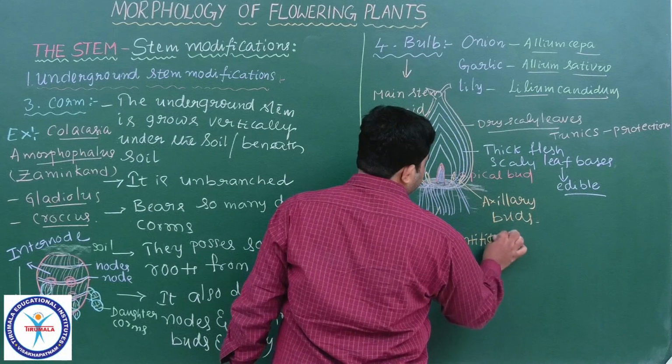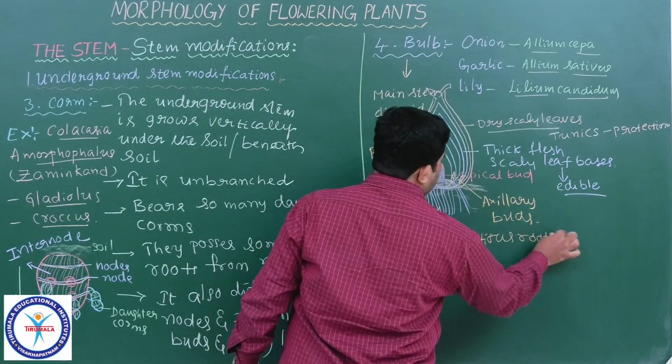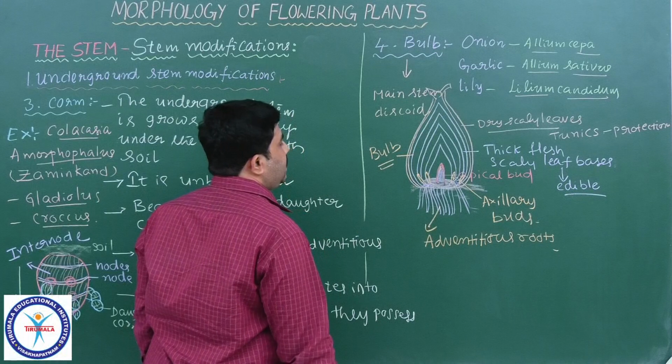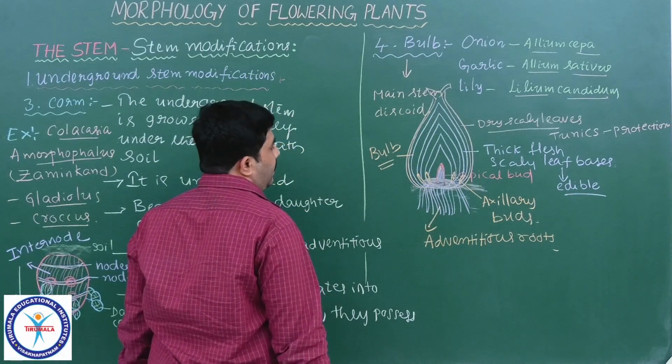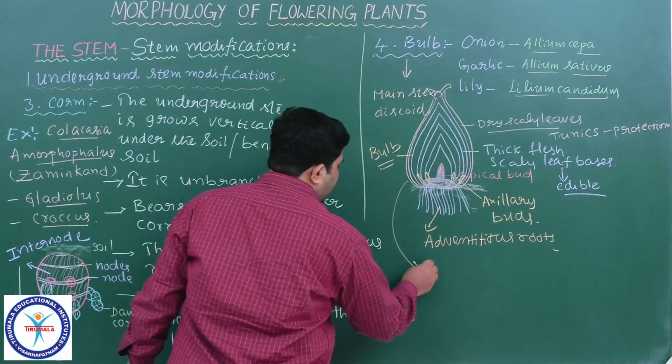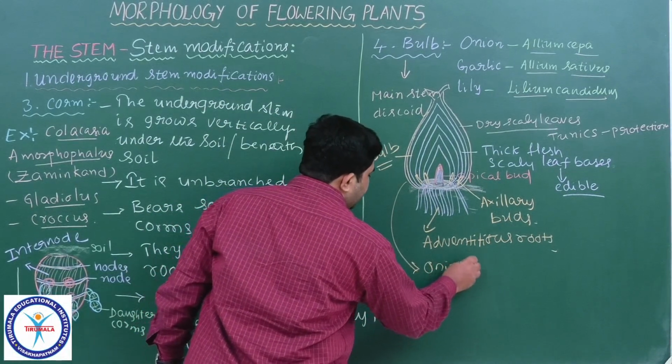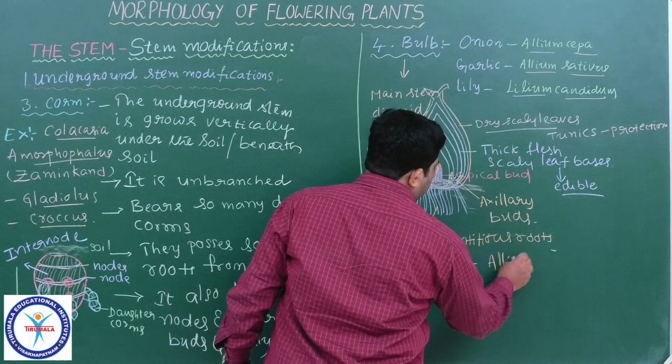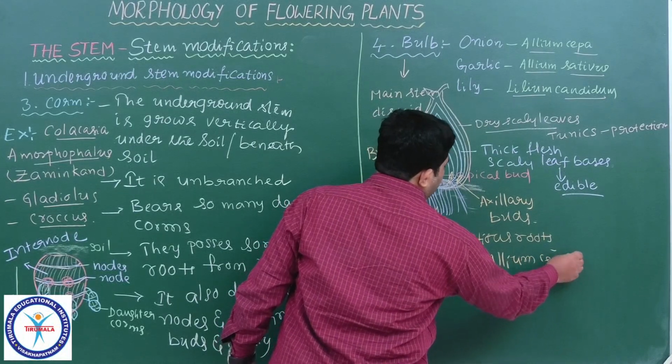It possesses root-like structures called adventitious roots, which project from the disc-like structure made by the main stem. Now, got the point? This type of arrangement we see in plants like onion, Allium cepa.